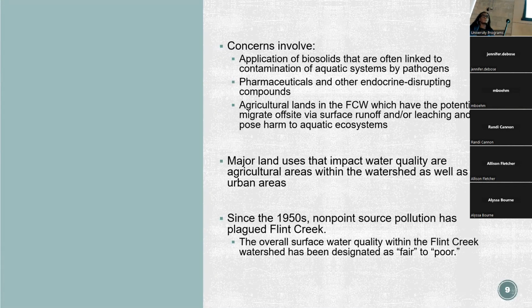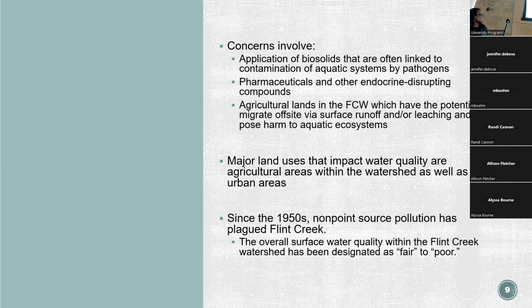Several concerns have occurred within this watershed, and they include the application of biosolids, which are often linked to the contamination in these aquatic systems by pathogens. Also, pharmaceuticals and other endocrine disrupting compounds. And so we've done some work looking at mercury in these water bodies in that area. And so there have also been concerns with agricultural lands, as mentioned, that have the potential to migrate off-site via surface water runoff and or leaching and then pose harm to these aquatic ecosystems.